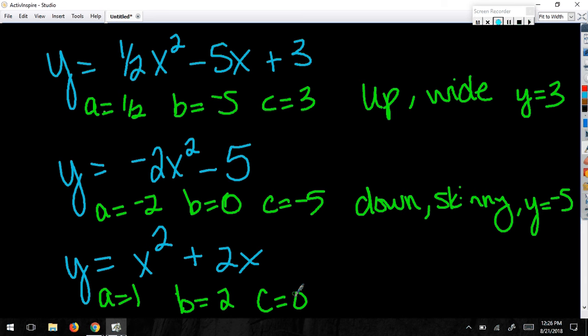Okay. Well, so we look at the absolute value of this number because the positive or negative tells us if it's up or down. So the absolute value of -2 is 2. So is 2 bigger than 1 or smaller than 1? Bigger. So the bigger it is, the skinnier it is. Just ignore the negative when you're talking about skinny or wide.